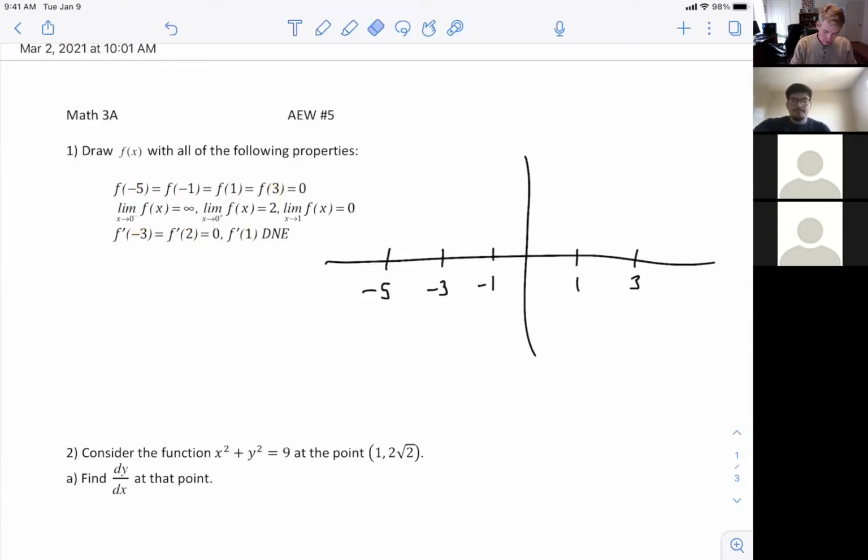And then this whole line right here is saying that the y value equals 0 for all of those x values. So then I'll just put a dot at (-5, 0), (-1, 0), (1, 0), and (3, 0). So that part's done. And then this part is saying on the left side of 0, the function is going up to infinity. So I'll just put a little indication like that for right now.